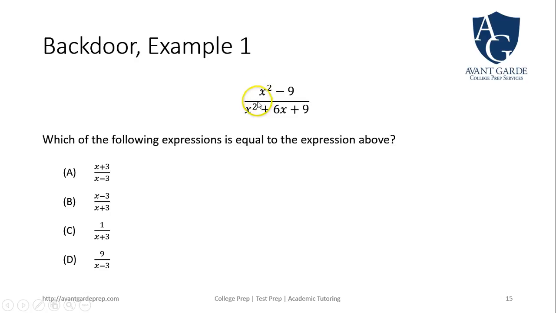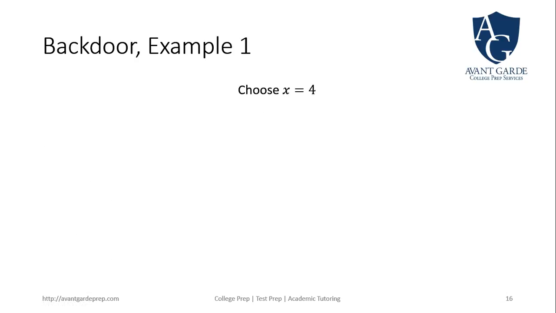But if we insert values for x, we can solve this, and then take that same value that we inserted for x here, plug it into here, and see if we get a matching value for the two. And if so, we know that they're equivalent. So for instance, we're going to choose x equals 4 in this particular instance.